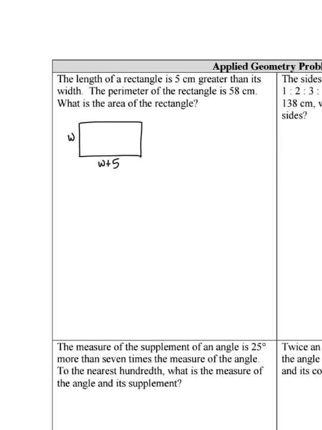Now my equation says the perimeter of this rectangle is 58. So in order to find the perimeter, I would add up all 4 sides. So I have 2 widths and 2 lengths to get to my entire perimeter, which is 58. We know that opposite sides are congruent in a rectangle, so both widths are W, both lengths are W plus 5.